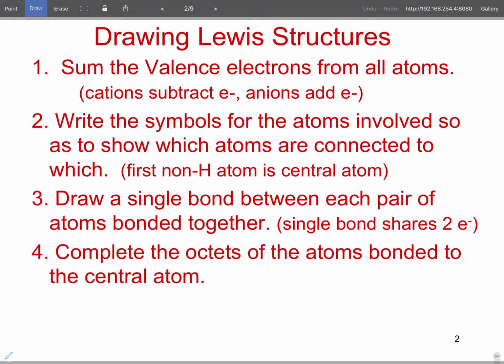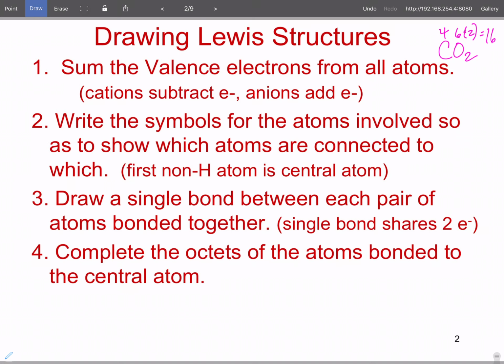So the first rule is sum the valence electrons from all the atoms. So if you have CO2, carbon is 4, oxygen is 6 times 2, that'd be 12, that's 16 electrons. So that's all you're going to do.